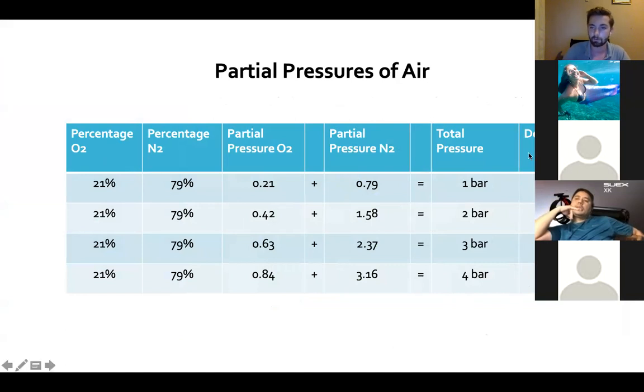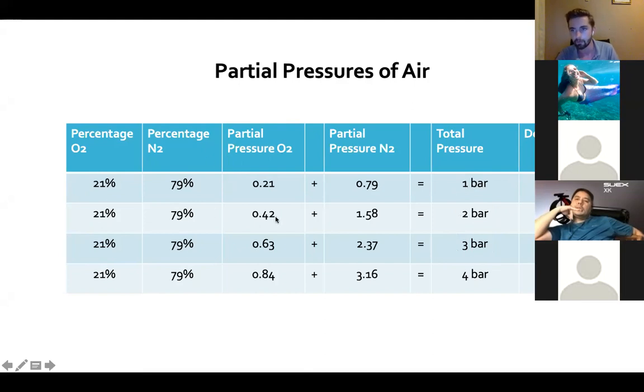So if we look at the total pressure, the bar, we always have one at the surface at 0 meters, okay? That's our atmospheric pressure. And every 10 meters lower we go, we get another equivalency of pressure, okay? So again, if we're looking at an air tank that we're breathing underwater, the percentages of oxygen and nitrogen are staying the same, but the partial pressures are going to increase.